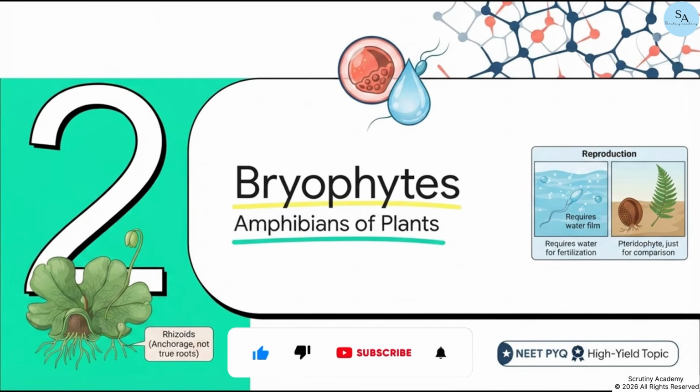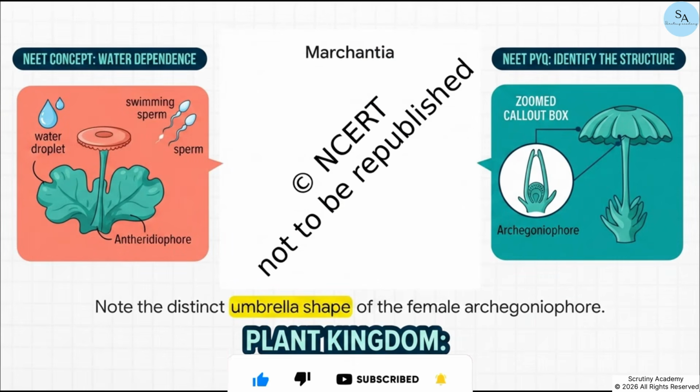Part 2. Bryophytes, the amphibians of plants. So now we step onto land. Even though they live in the soil, bryophytes absolutely 100% depend on water for sexual reproduction. Their male gametes literally have to swim over to the female organ.